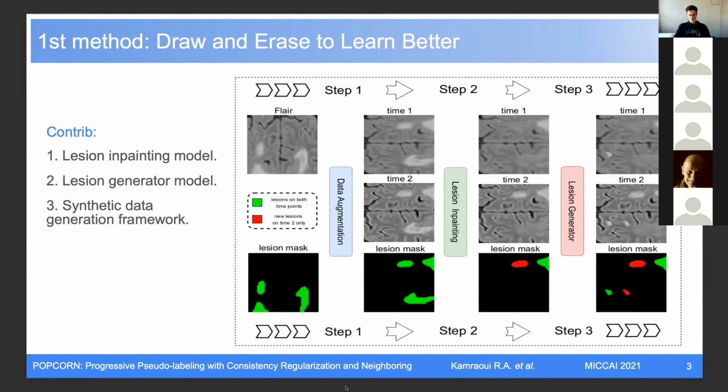It is based on two models. The first one is trained for lesion imprinting, in other words, to erase lesions. And the second is trained to generate lesions. Combining both of them is intuitive and straightforward.